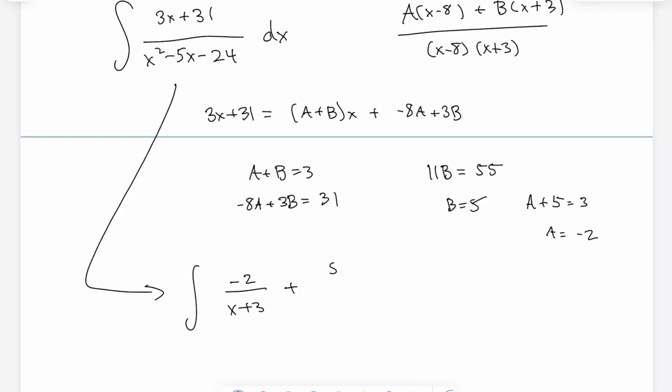and 5 over x minus 8, right? And then we do these integrals. Each of those is a ln of something or other. And those things that appear in the numerator are coefficients. So minus 2 ln absolute value x plus 3 and 5 ln absolute value x minus 8. There you go. With the plus c, of course.